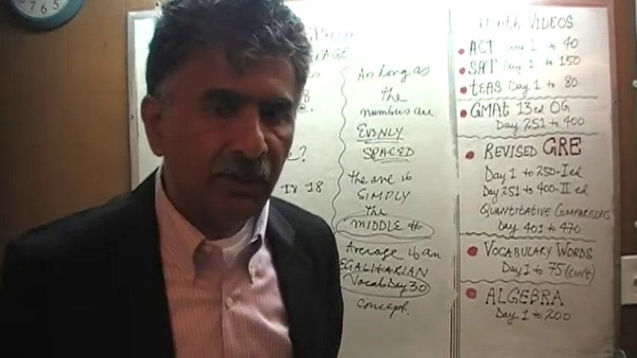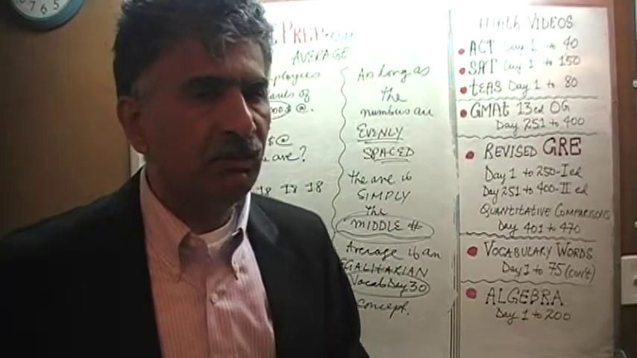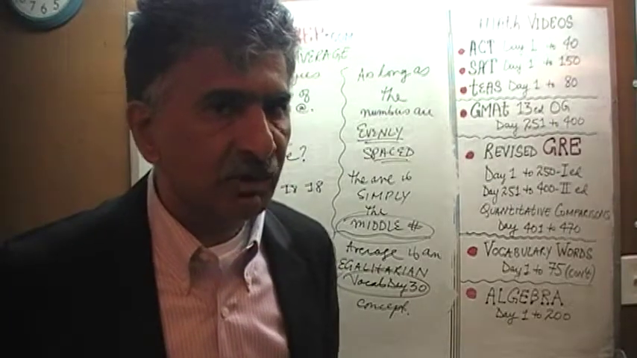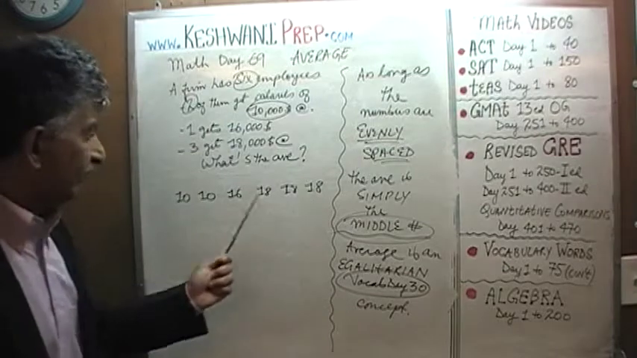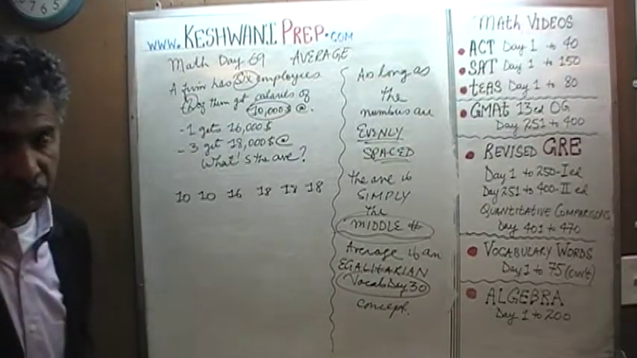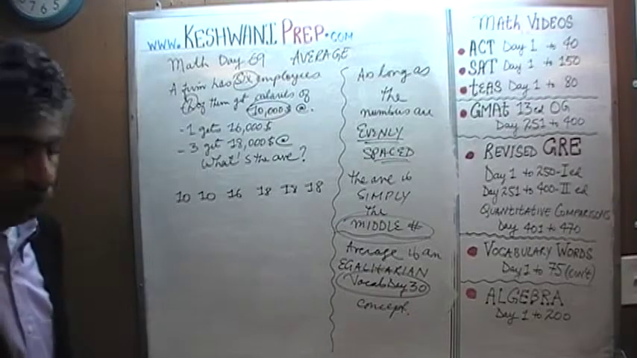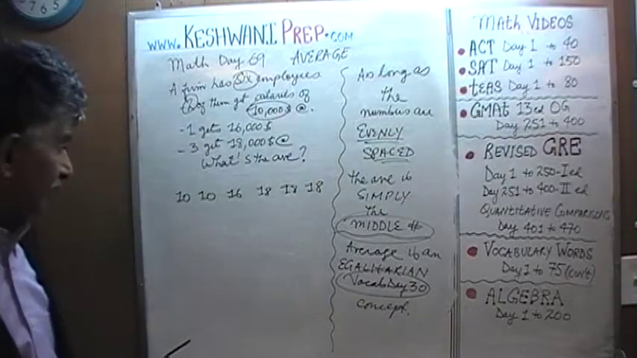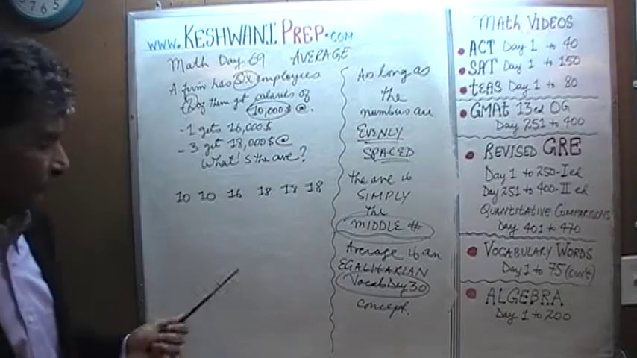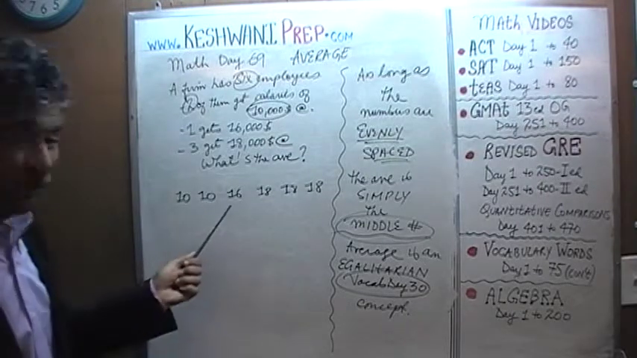stop for a second and look at the numbers and see if you have the intuitive understanding of what's going on here. Clearly, we can see that these numbers are not evenly spaced at all. But visual inspection should tell you that the average is going to be around 15 or 16. It's not going to be 14.